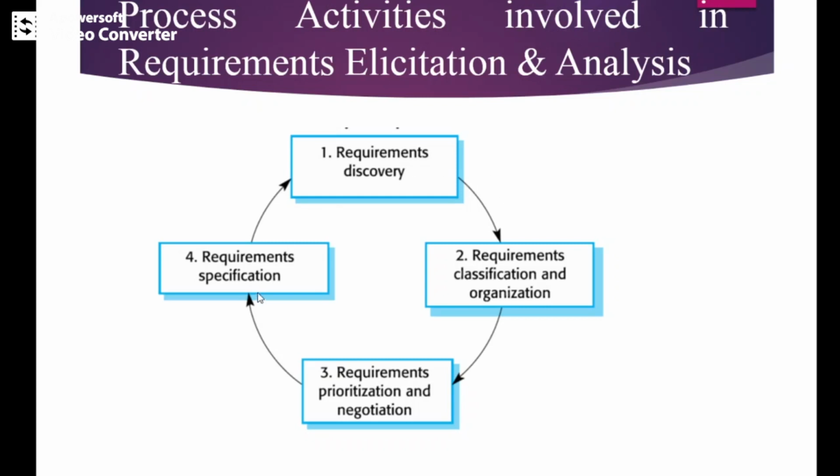And then last you have the requirements specification. Here the requirements are documented and given as input to the next round of the spiral. So these are the process activities involved in your elicitation and analysis phase.